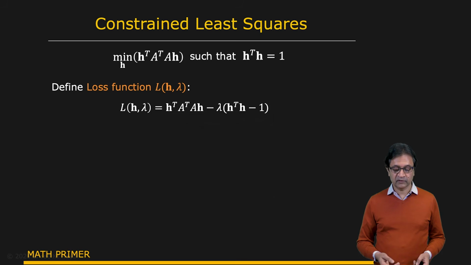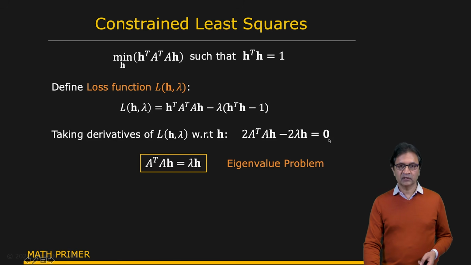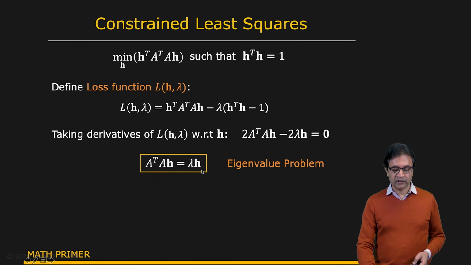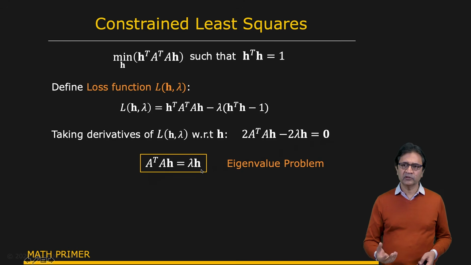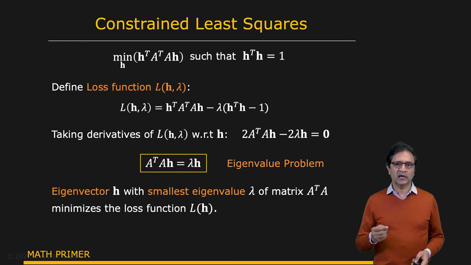How do we do that? We find the derivative of L with respect to H and set it equal to 0. And when we do that, we get this very simple expression, which turns out to be the classical eigenvalue problem: A transpose A H equal to lambda H. So what we want to do is take A transpose A and find its eigenvalues and eigenvectors. And the H that we are looking for is the eigenvector that corresponds to the smallest eigenvalue of the matrix A transpose A.